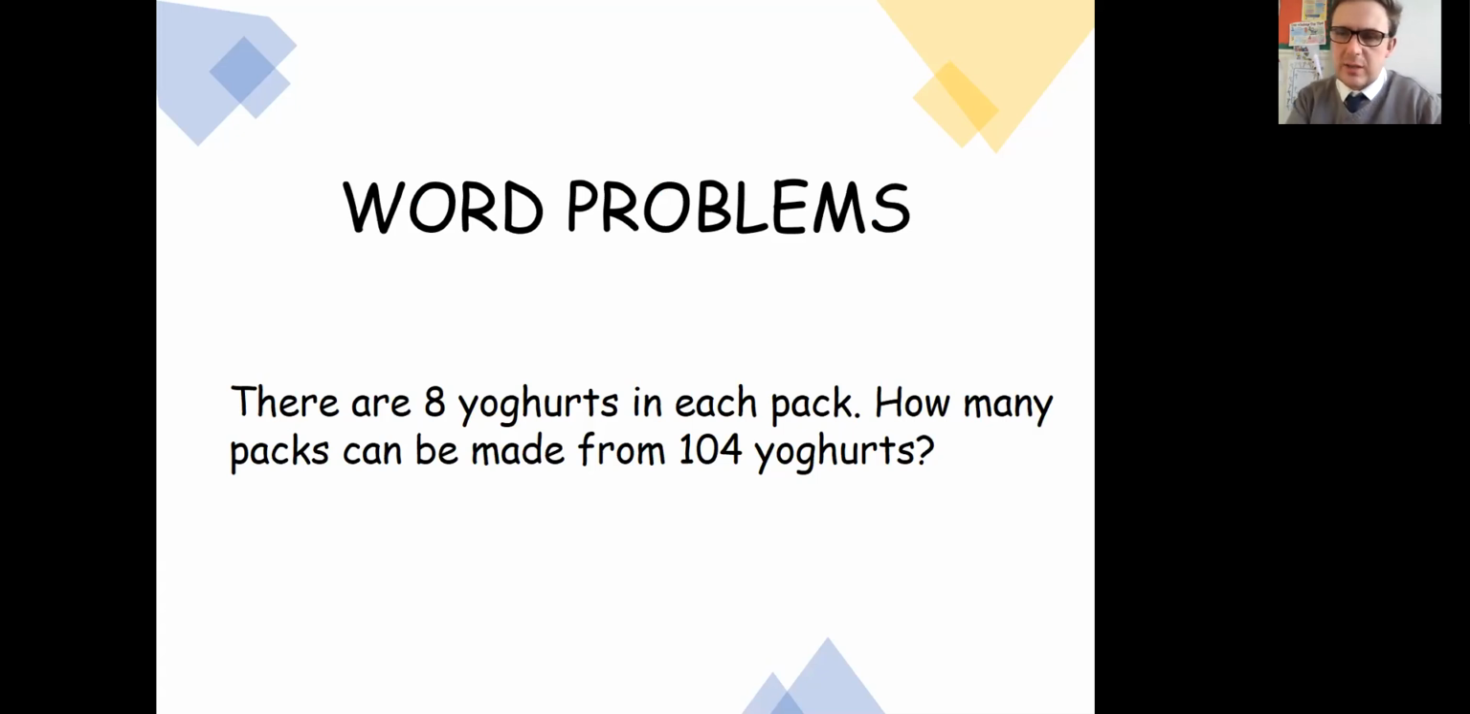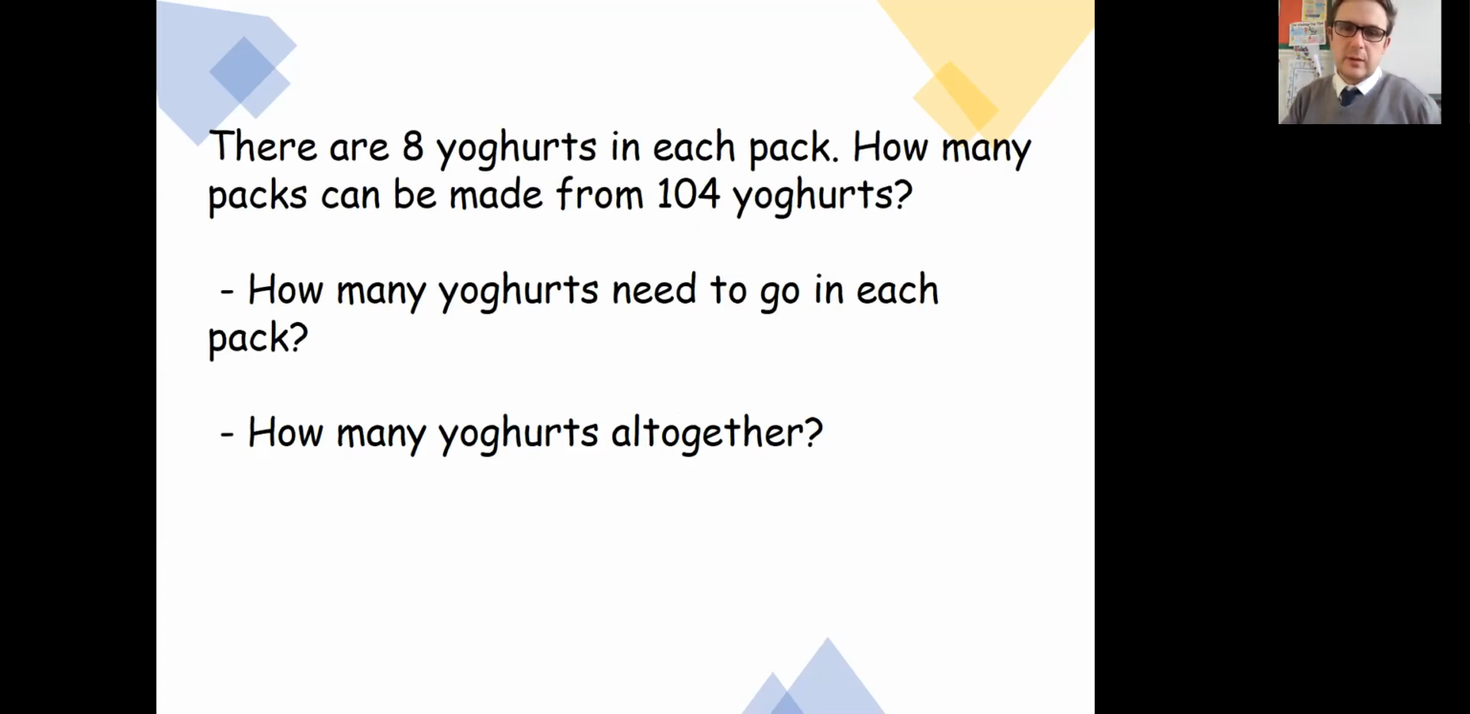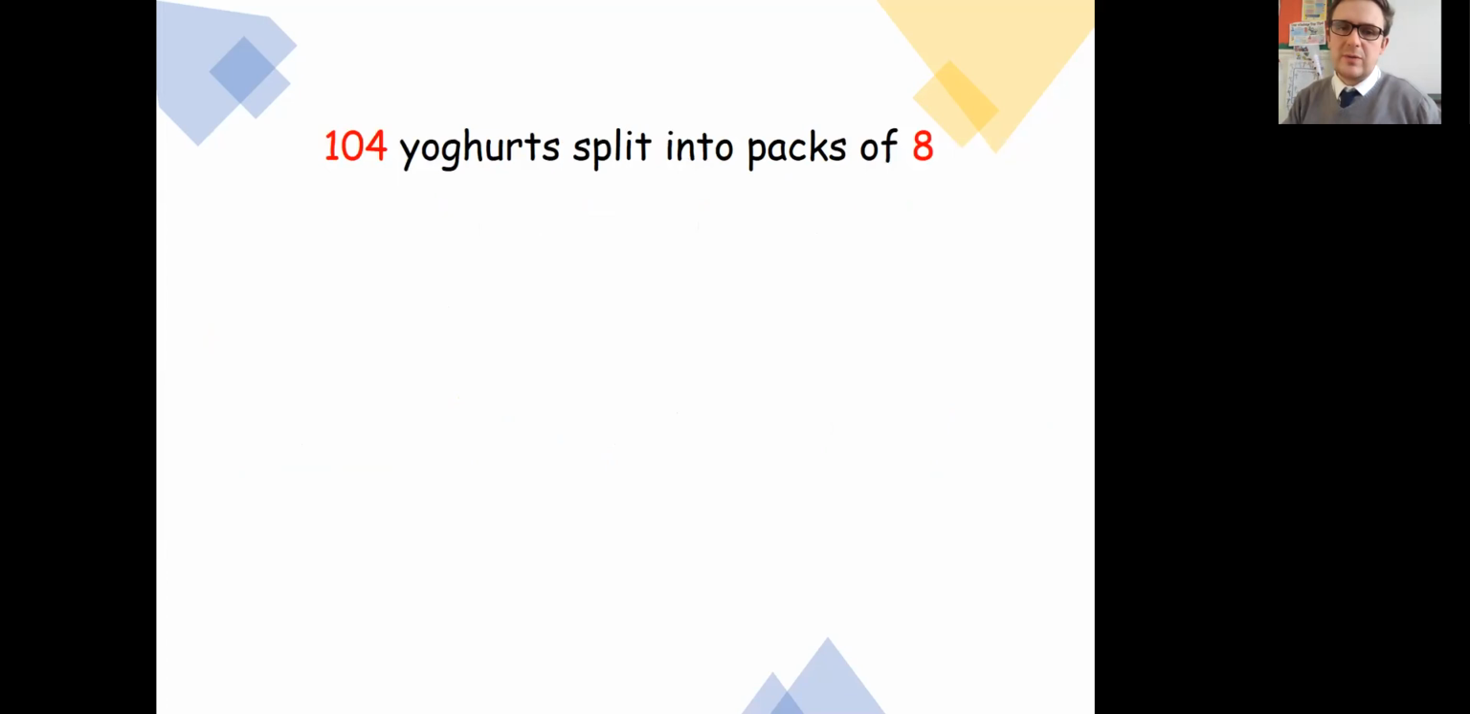So if there are 8 yogurts in a pack of yogurts, how many packs can be made from 104 yogurts? You think about it, you've got 104 yogurts. How many groups of 8 can you make with those? Okay, so we've got 8 in a pack and we've got 104 altogether. So the calculation that we're going to do is 104 split into packs of 8, 104 divided by 8.